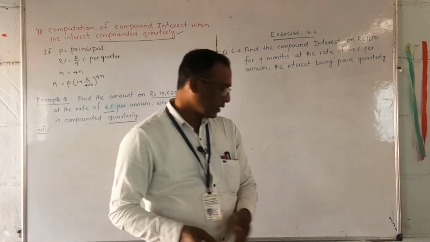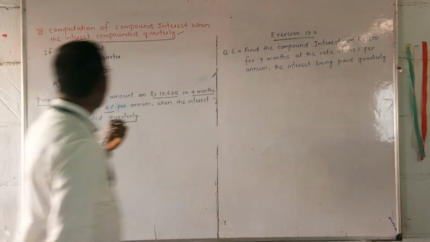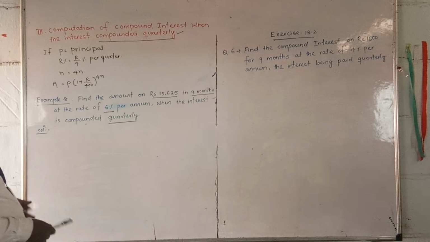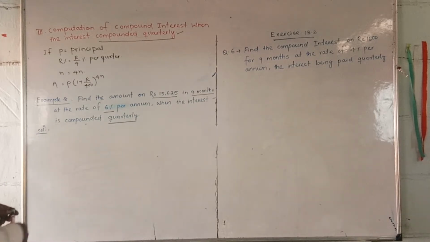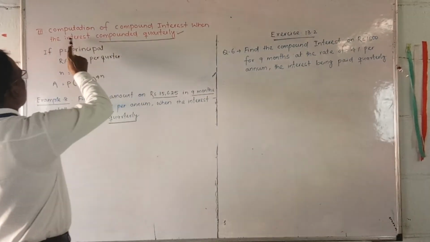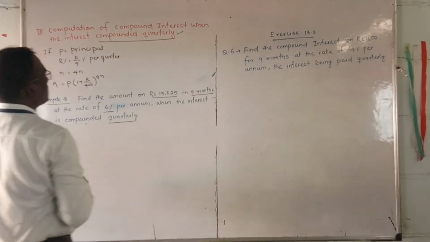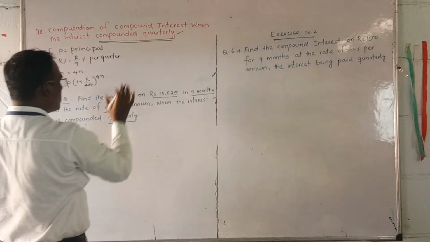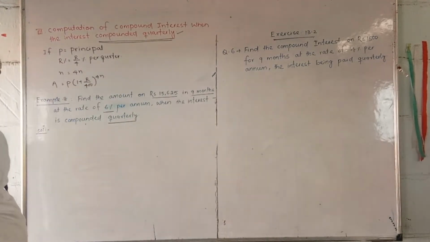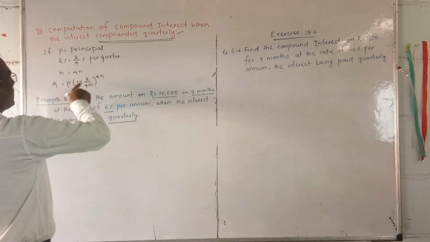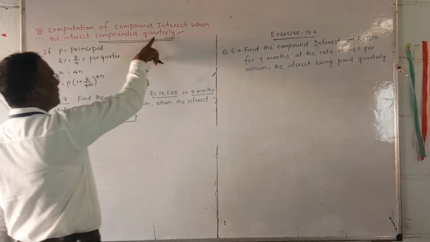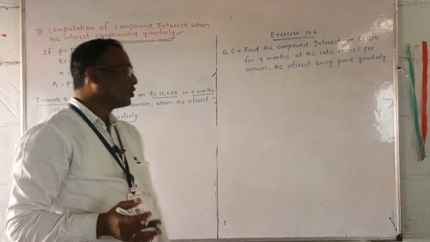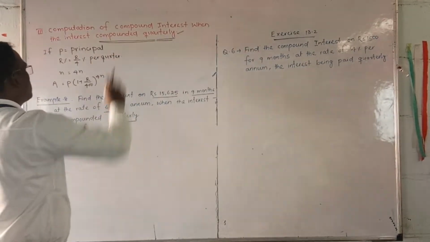So look here students, I have written all the formulas and examples, two examples and one exercise question. So, computation of compound interest when the interest is compounded quarterly. First of all, observe this main point: if it is given quarterly, only then can you use this formula. If it is half yearly, then you write r by 2 and 2n. If it is given annually, then you write r and n as usual, the number of years. Very important, first of all you have to observe this.